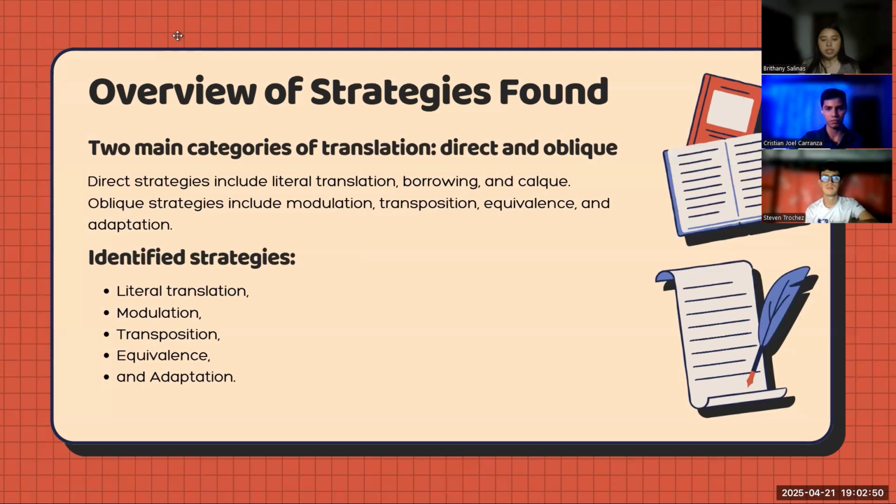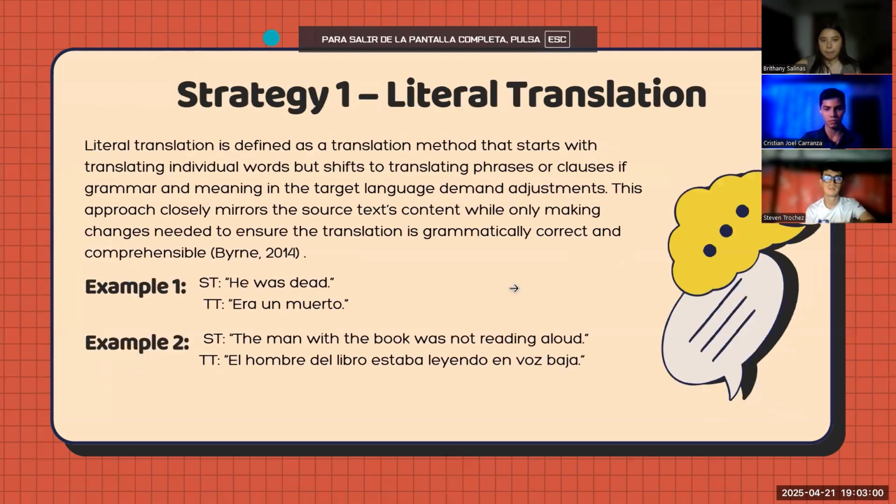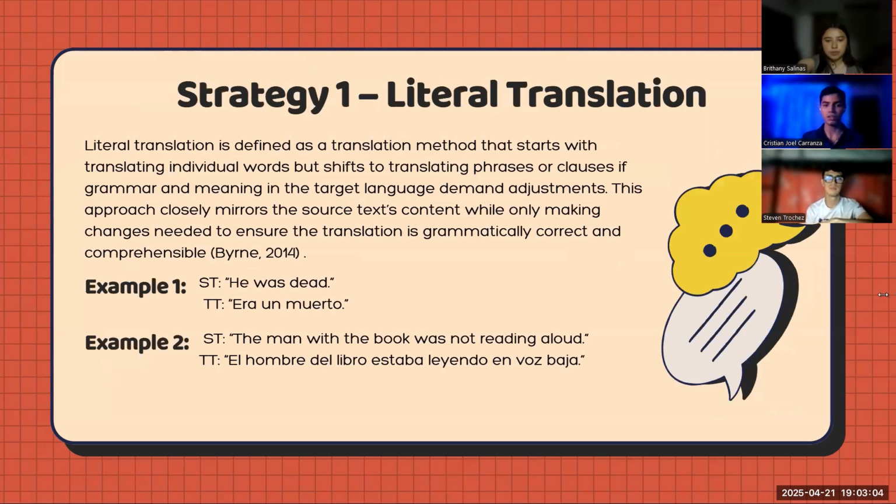We will now explain each strategy using 2 examples from the text. So let's move on to the first strategy. Well, the first strategy is literal translation, which Byrne in 2014 described as translating closely and only deviating when necessary for grammar or clarity. We have some examples from the book, and in the first one, in the source text, we have he was dead, while in the target text, we have era un muerto.